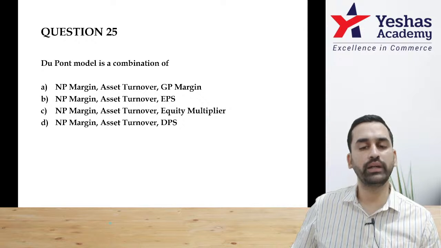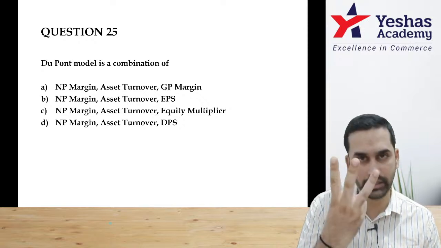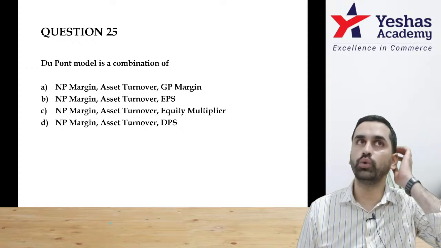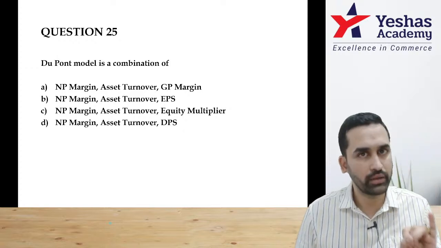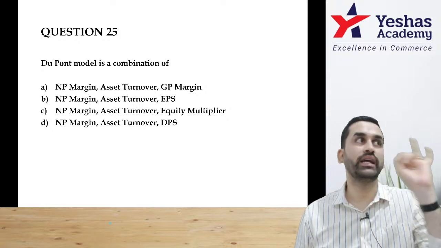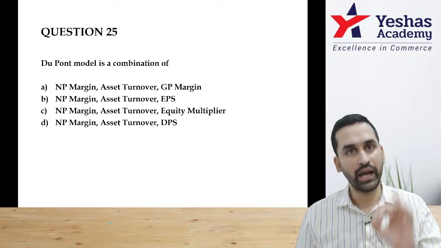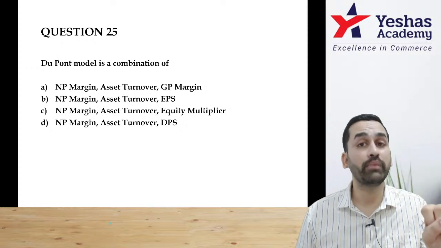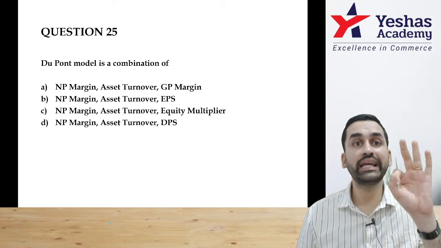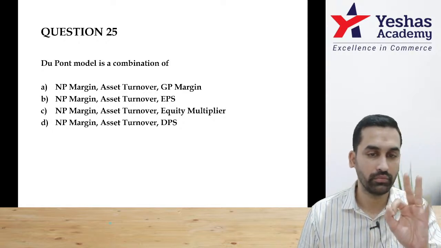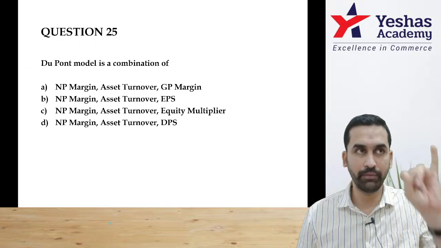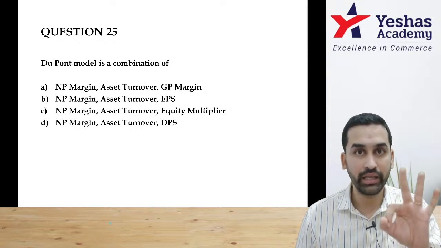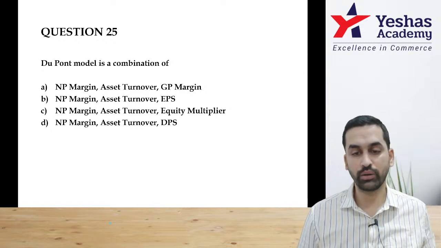Question 25. Dupont model is a combination of 3 things. Which 3 is the question? Sir, Dupont model talks about how much profits you make from the sales, how much sales you can generate from the asset, and how much of assets you have purchased using owner's money. Remember, NP margin, asset turnover, equity multiplier. I hope you are able to recall this was a combination. NP margin, NP by sales, asset turnover, sales by asset, equity multiplier, asset by equity shareholders fund.